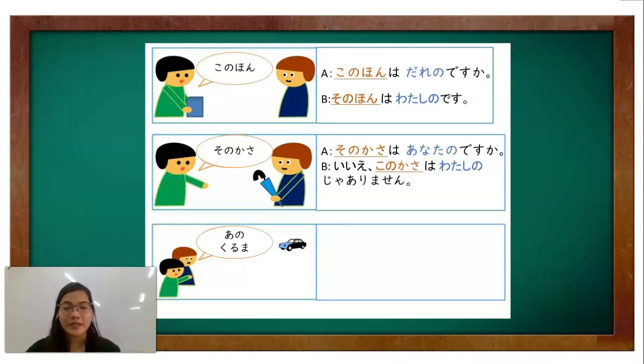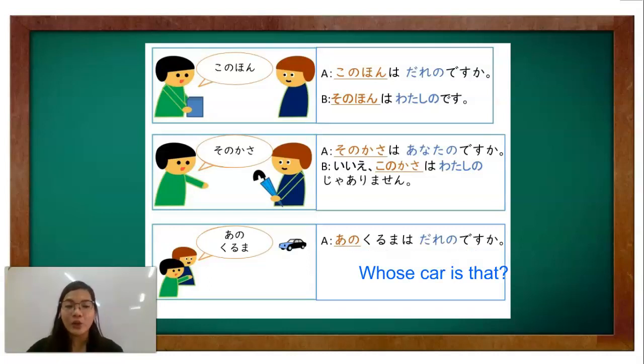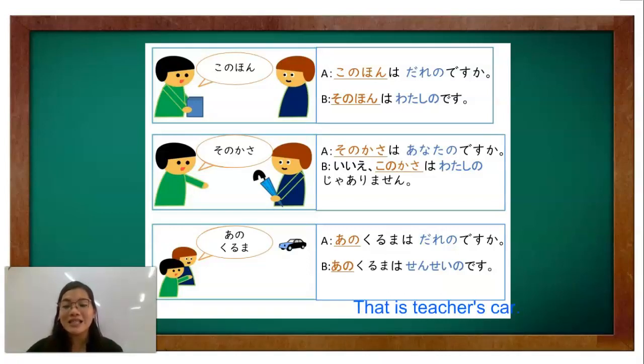Okay? Next, ano kuruma. Ano kuruma. Ano kuruma wa dare no desu ka? Whose car is that? Ano kuruma wa sensei no desu. So it's sensei's car or it's teacher's car. Okay?